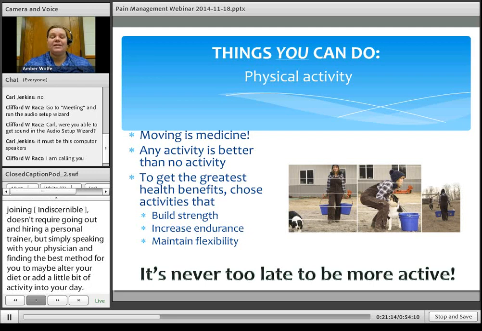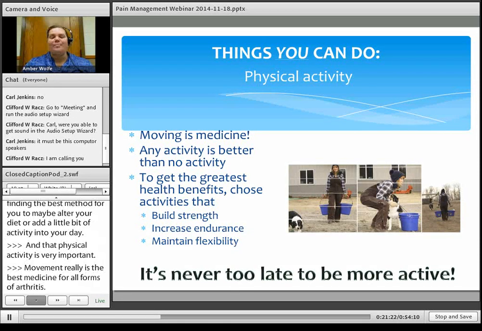And that physical activity is very important. Movement really is the best medicine for all forms of arthritis. We don't want you sitting around and letting your joints get stiff and painful because you're not getting up and moving. But we do understand that sometimes that isn't always the best option for everyone. So any activity is better than no activity at all.